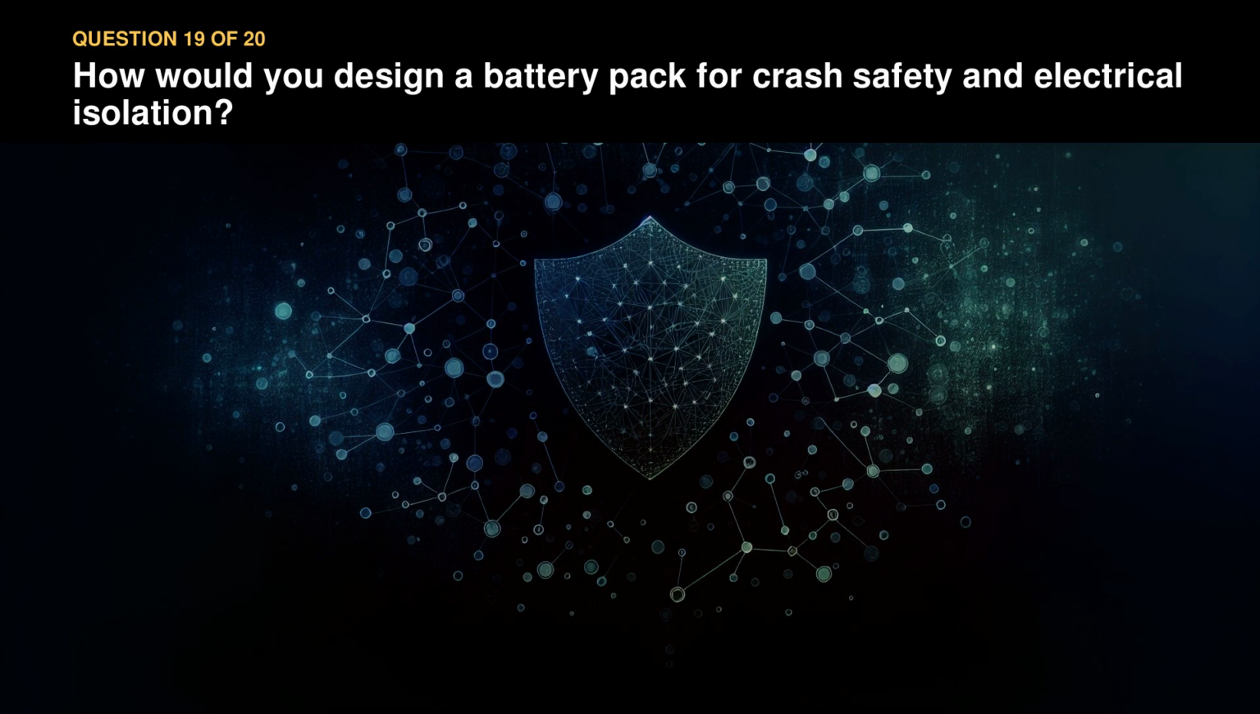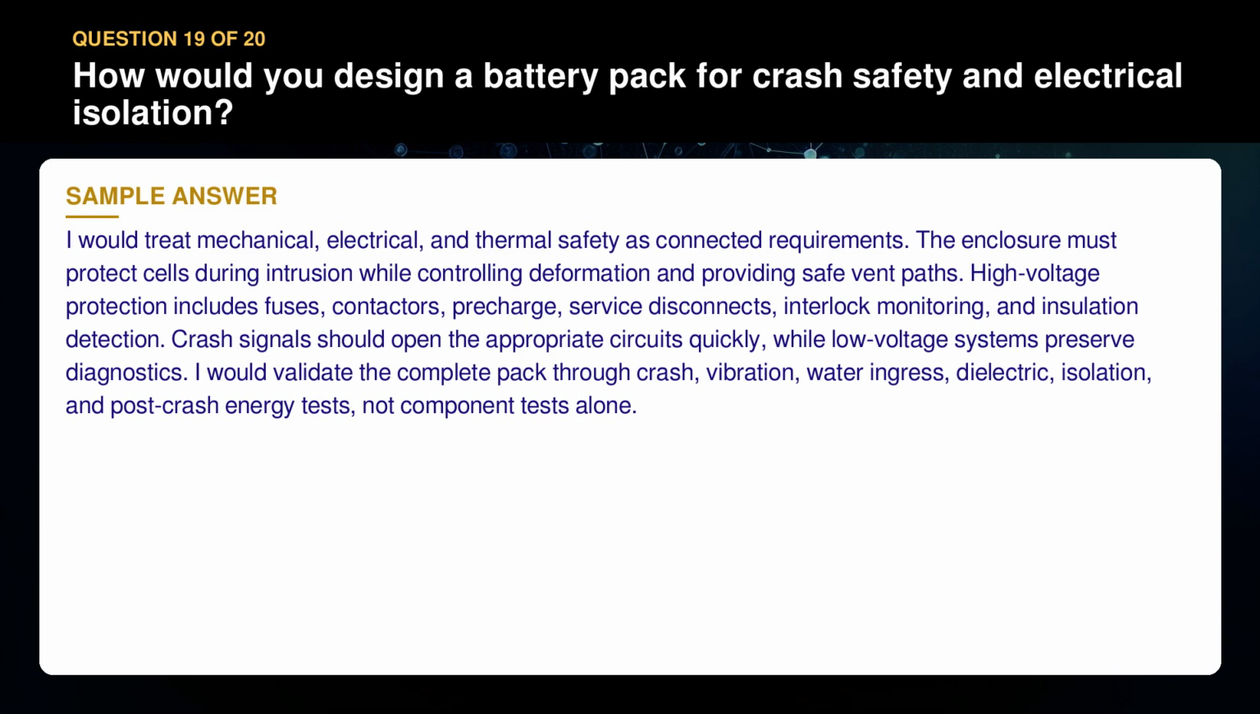Question 19. How would you design a battery pack for crash safety and electrical isolation? I would treat mechanical, electrical, and thermal safety as connected requirements. The enclosure must protect cells during intrusion while controlling deformation and providing safe vent paths. High voltage protection includes fuses, contactors, pre-charge, service disconnects, interlock monitoring, and insulation detection. Crash signals should open the appropriate circuits quickly, while low-voltage systems preserve diagnostics.